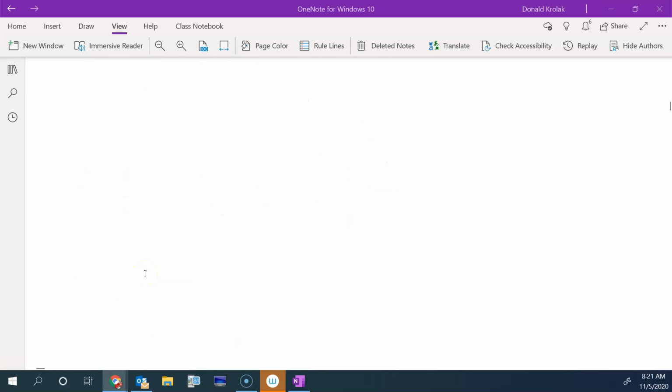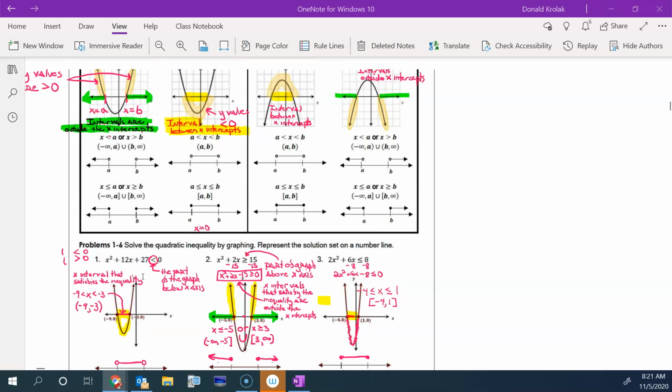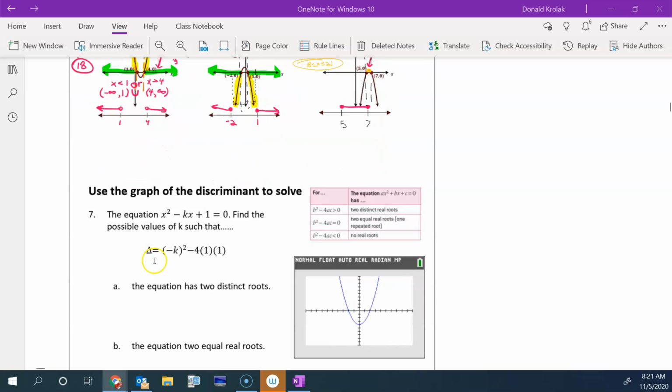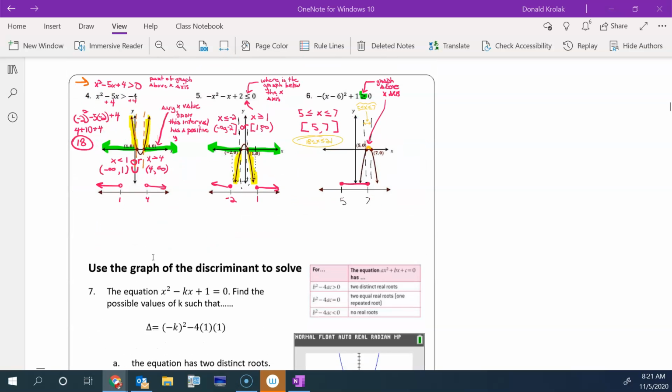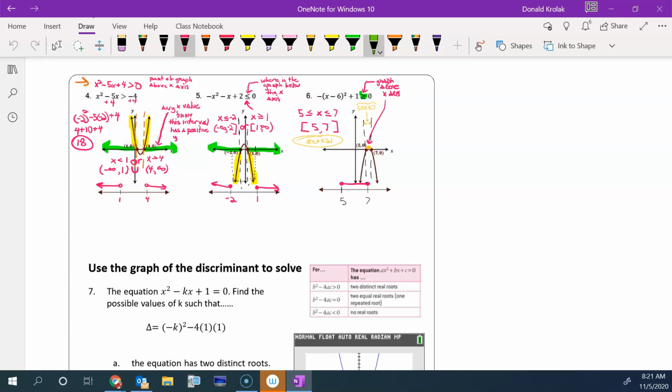How to solve a quadratic inequality, right? And we did it by graphing. So just a quick review of what that was, because it's important. You've got to be able to tell the difference between what we did Monday and what we're doing today, because they're just a little bit different.